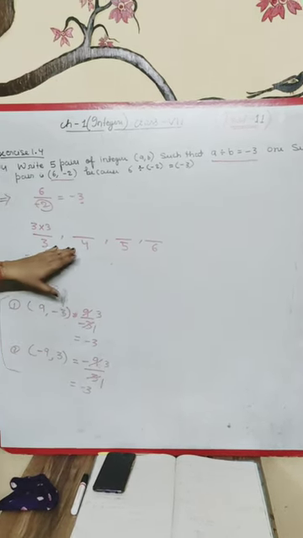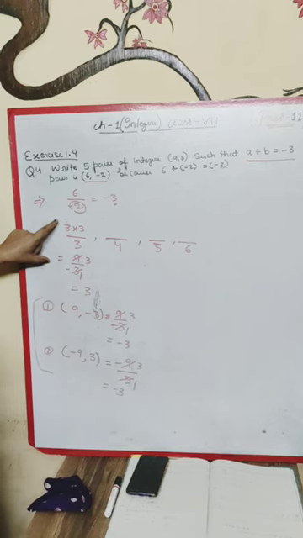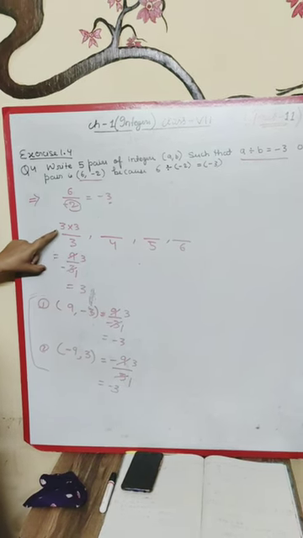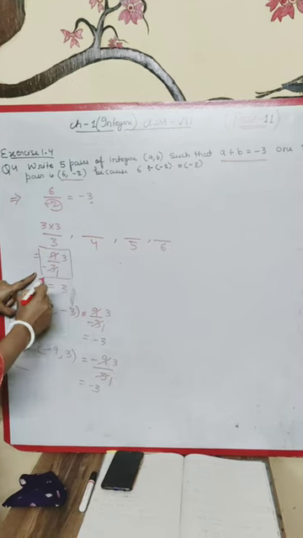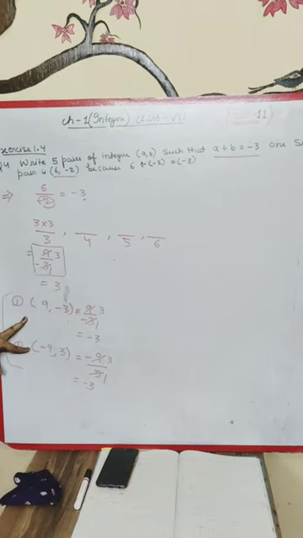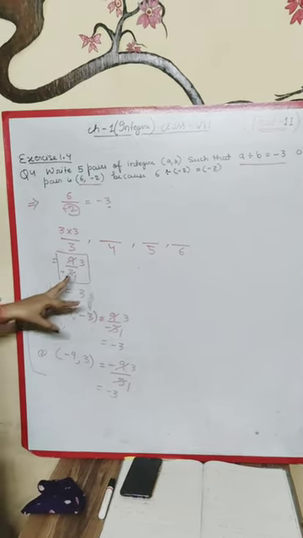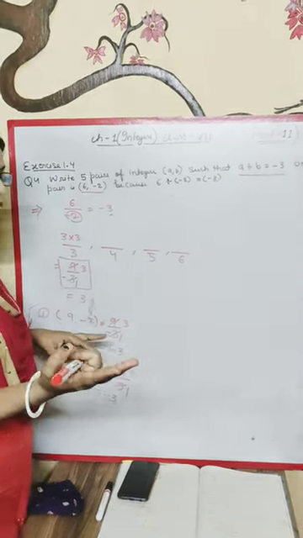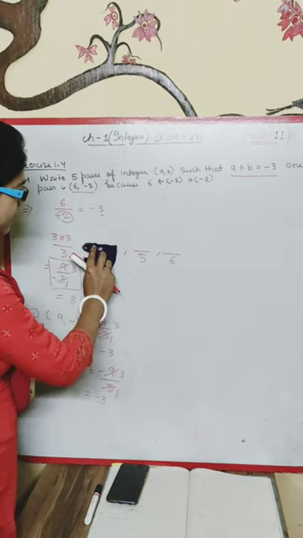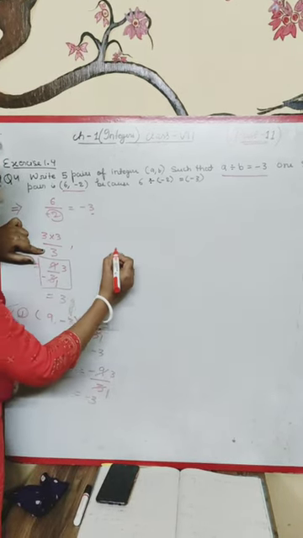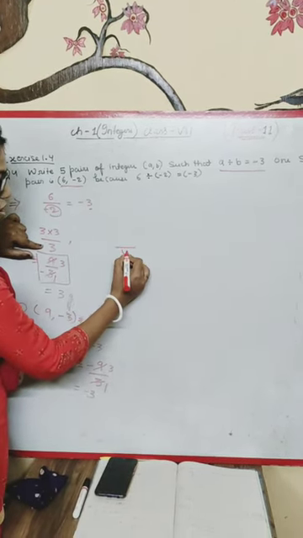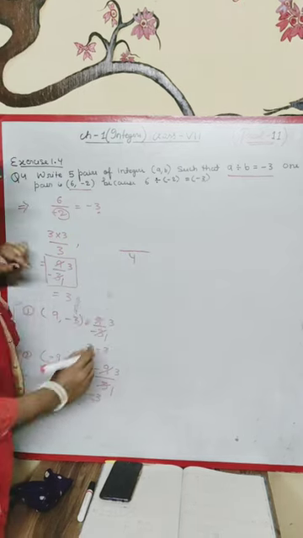Understood? From this 9 by 3, we just see here, we got 2 pairs of integers. Now we have to find another 2 pairs of integers. I am just rubbing this. Okay. So here we have taken 3 as the denominator. Now we will take 4 as the denominator.